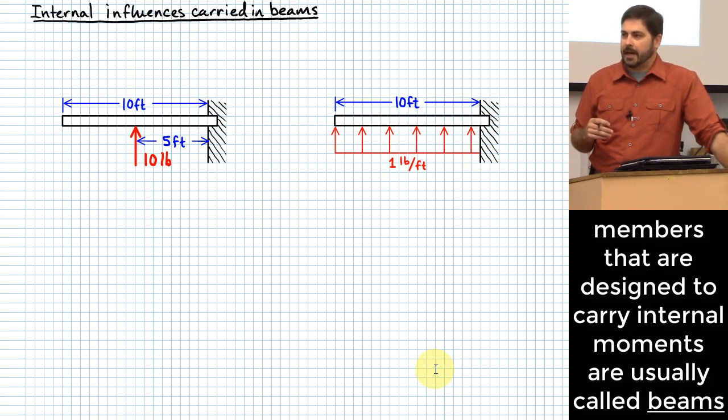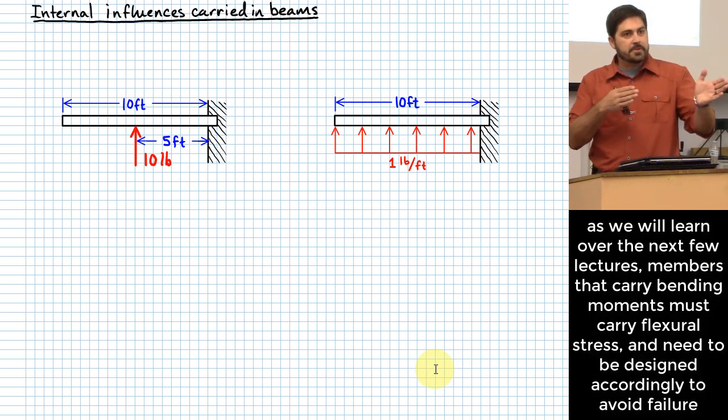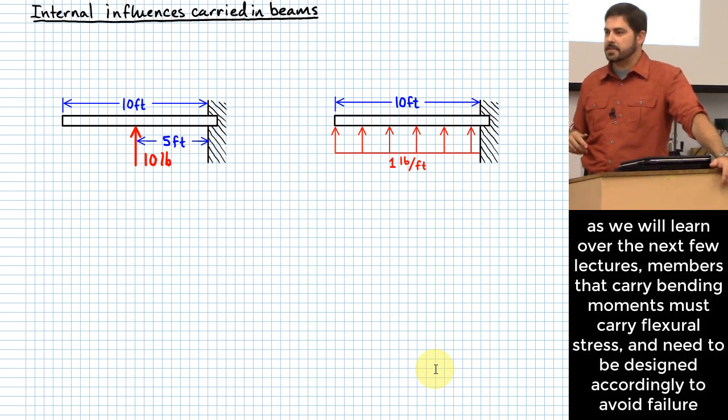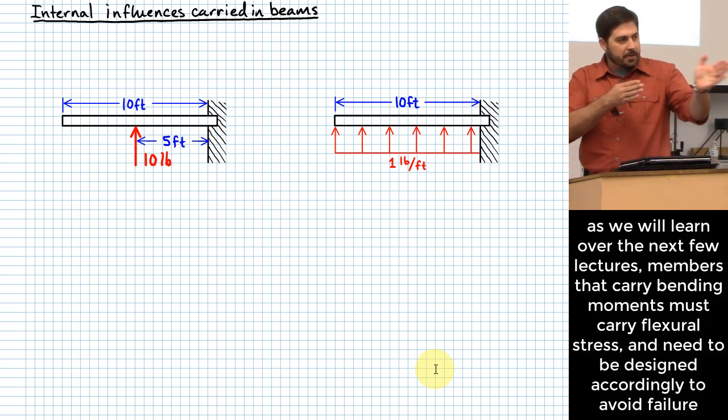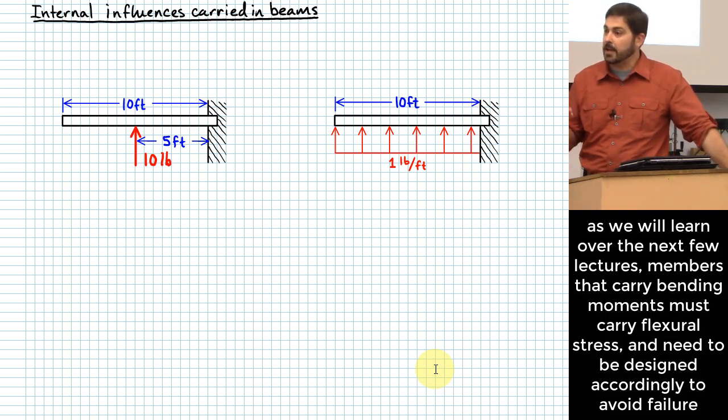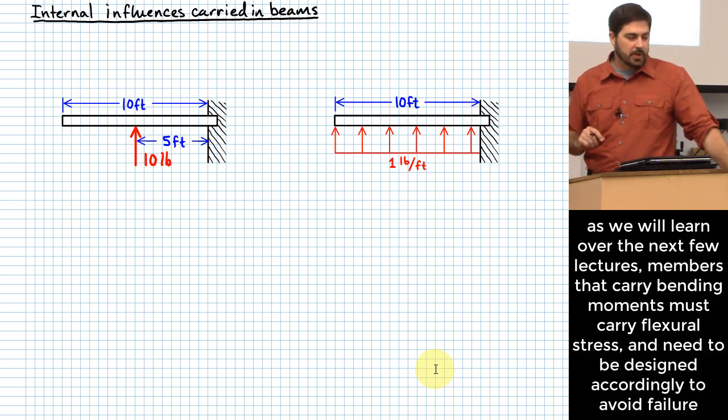Okay? This is a little bit different than members designed to carry axial loads. Those are sometimes known as links. Other times maybe they're known as columns. But those kinds of members that carry axial loads are different than the kinds of members that have to carry these bending moments, because, as we're going to learn over the next few class meetings, it's going to lead to a different kind of stress that we're going to call flexural stress.